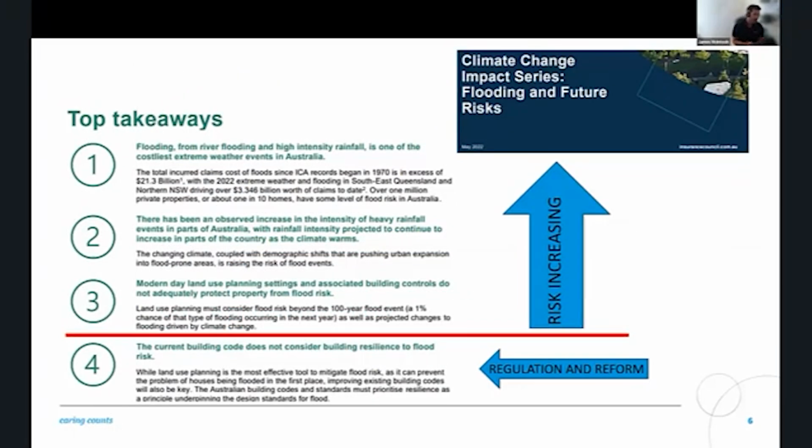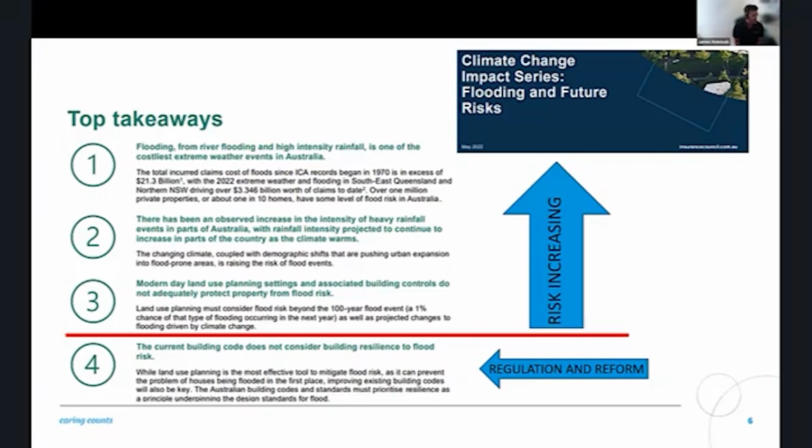So I want to focus on a document that was produced in 2022, which I thought was a good one in terms of flood by the Insurance Council of Australia. It talks about climate change and the flooding and future risk. Now, I think there was 6 or 8 top takeaways out of this inquiry. I want to focus here on 4 of them, the top 4.